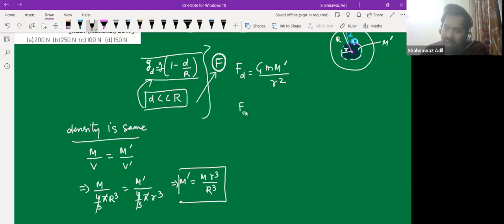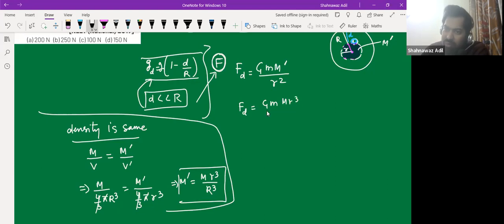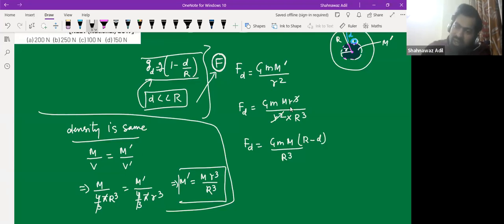Then we calculate the depth. So this is G m, and this is m r cube divided by r square and this R cube. So this r square and this thing is cancelled. And what do we get? We get G m and m by R cube. And then this r is R minus d, right? This is the r that we have taken.